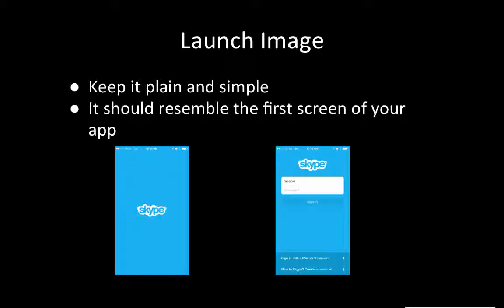So this is from lecture number 4. Note that the launch image of the Skype app is a simplified version of the first screen. So the first screen is the image on the right hand side here. And basically, the launch image is all about keeping it simple, plain, and then there should be resemblance to the first screen of the application. Just to refresh your memory, the launch image usually just pops up for like 1 or 2 seconds and then it goes straight to the first screen of the application.